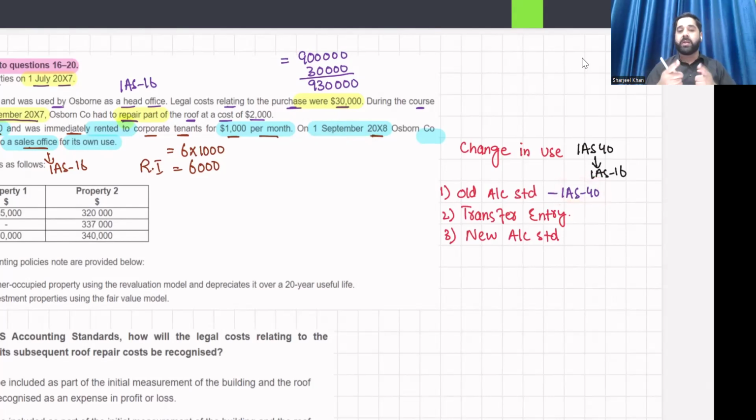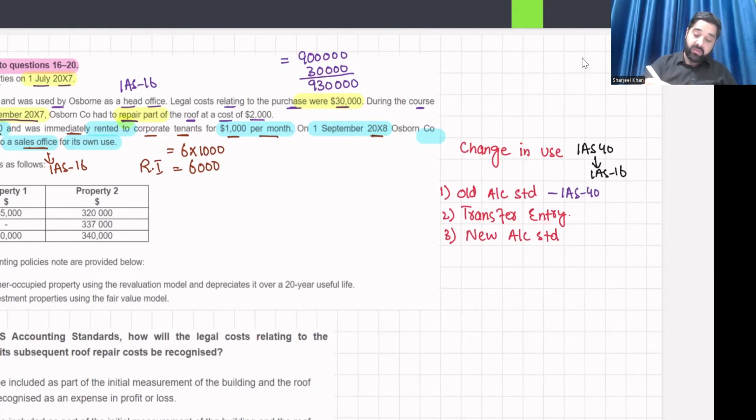In IAS 40, there are two models. One is the cost model and the other one is the fair value model. If there is a cost model for this property, we will bring this property to the carrying value. But if Osborne company chose the fair value model for their investment property, we have to revalue this property to the fair value at the date of change in use. Then we will do the transfer entry.